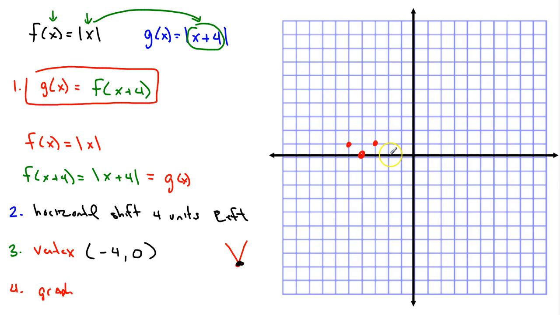If x is negative 2, what's my y value? If x is negative 6, what's my y value? And you'll notice that it's always going to keep its shape. And you just have your graph going this way.